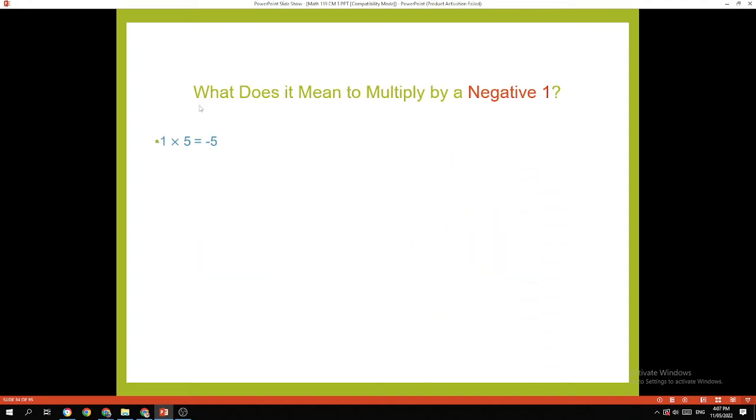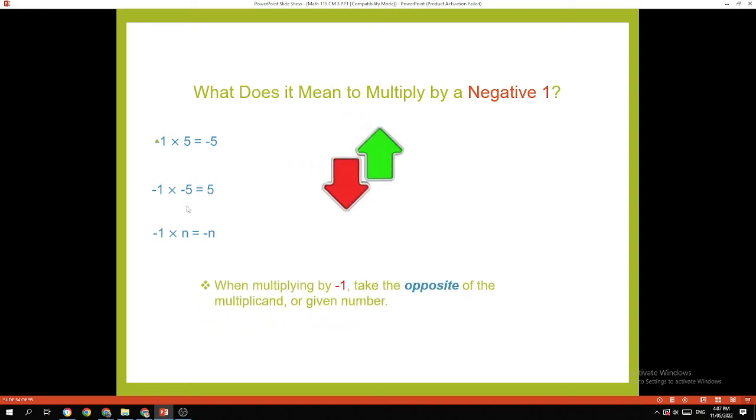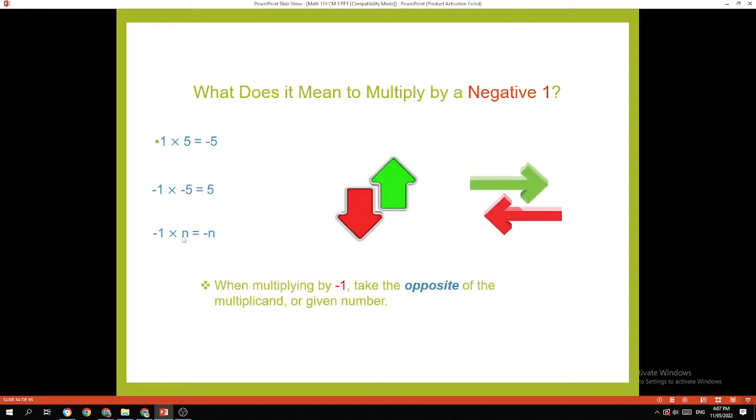What does it mean to multiply a negative number? The multiplication of negative numbers is important. Let me show you. 1 times 5 equals 5. Negative 1 times 5 is negative 5. Negative 1 times n equals negative n. So when multiplying by negative 1, take the opposite of the multiplicand of a given number.